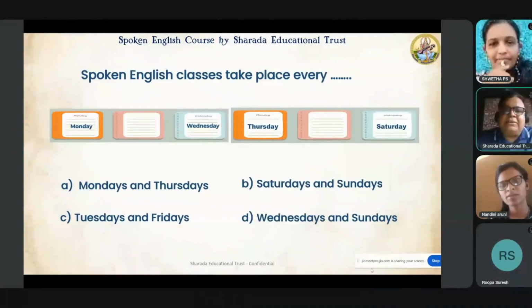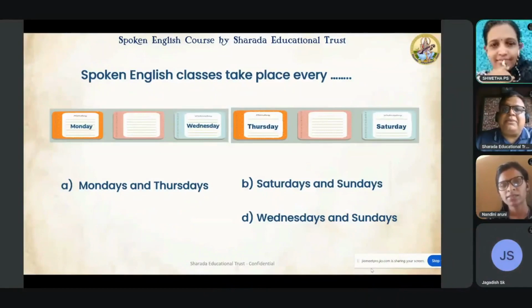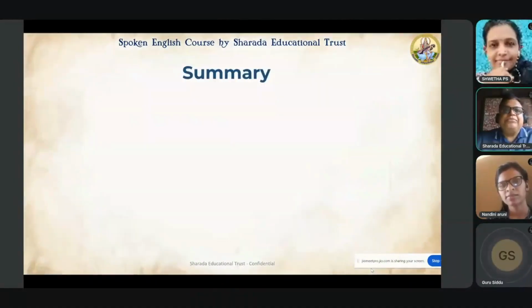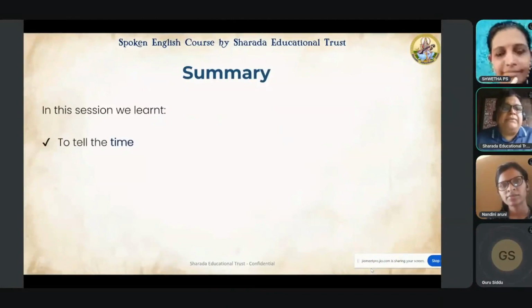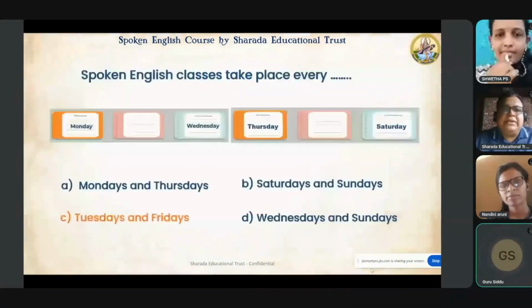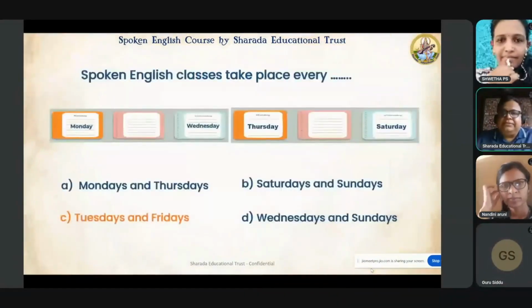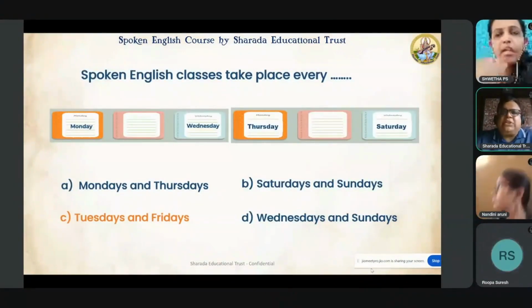Next week this might end because of Guru. Next week this may undergo some change. Okay, so in summary, what you have learned today? Sir, one minute, one question please. Spoken English classes, is it necessary to add are there? Spoken English classes are take place every. No, no, no. From the sentence, I'll tell you where you are wrong.